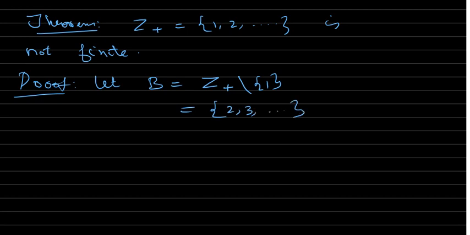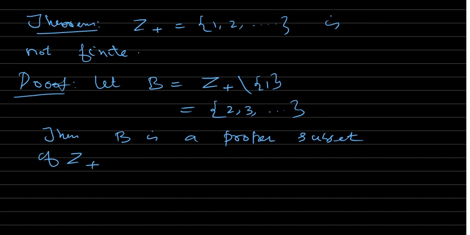Then B is a proper subset of Z plus. तो अगर B finite होता, then there cannot be a bijection from this Z plus to B. But we can define a map from Z plus to B, which is a bijection. So that means Z plus cannot be finite set.